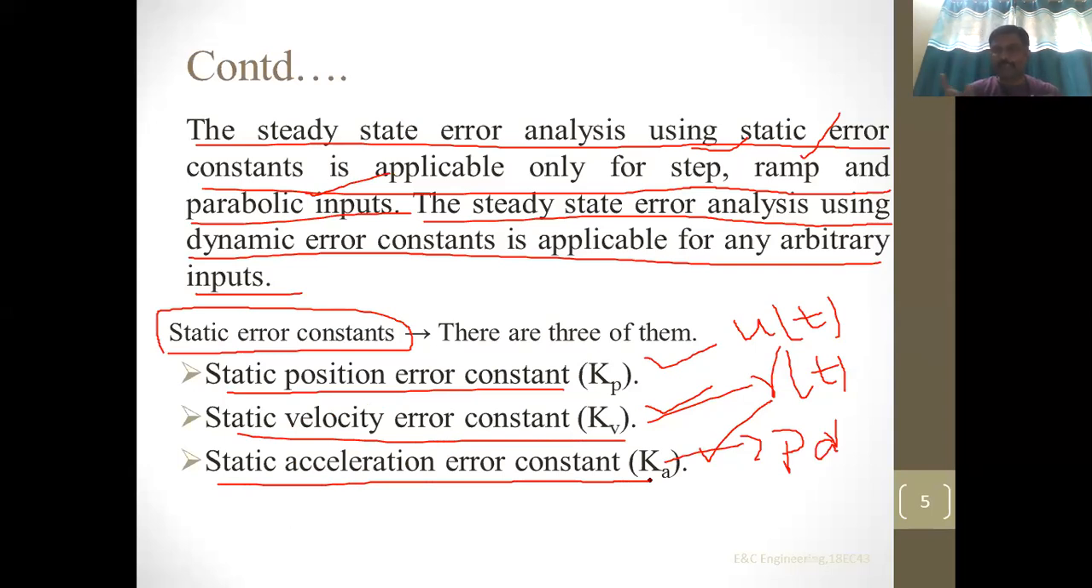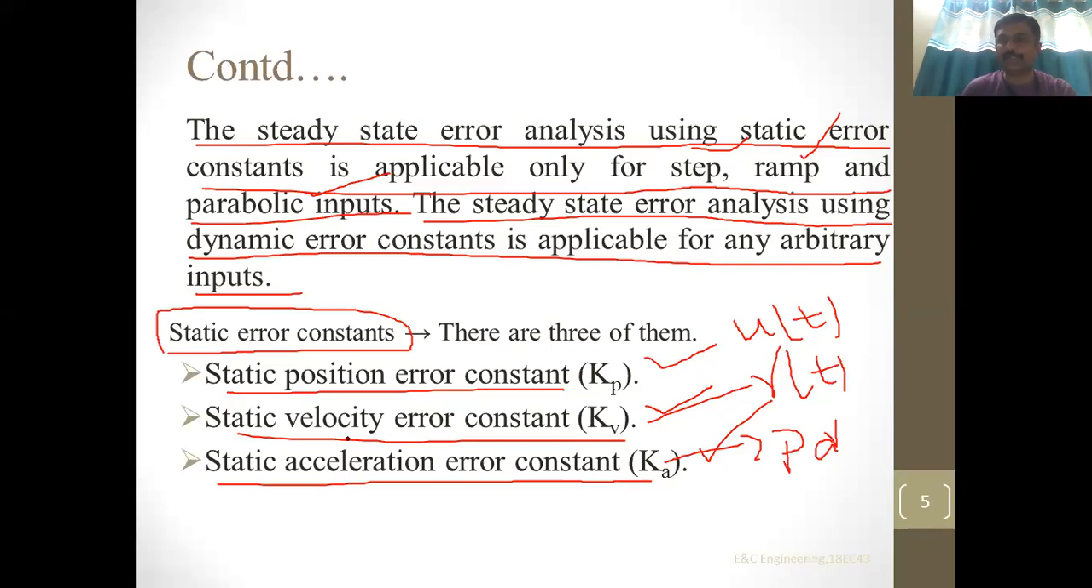For unit step input, what error constant do we come across? Kp. For ramp input, Kv, that is the velocity error coefficient. The position error coefficient is for unit step input, Kv, the velocity error coefficient, is for ramp input, and the acceleration error constant or coefficient is applicable for parabolic input. Kp, Kv and Ka: these 3 parameters from now onwards you need to memorize clearly. These are all the static error coefficients.